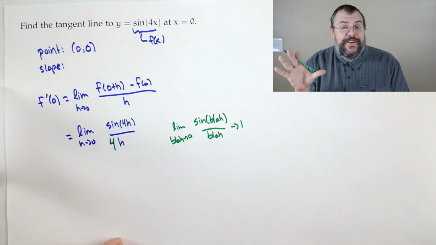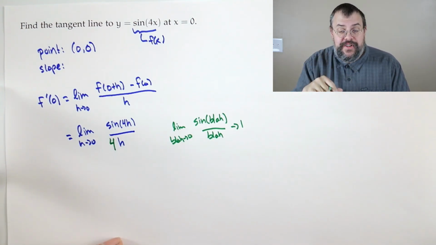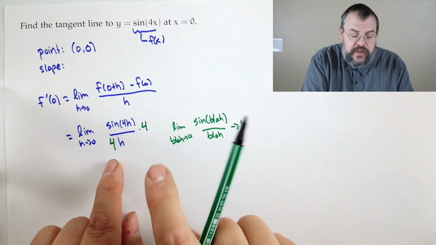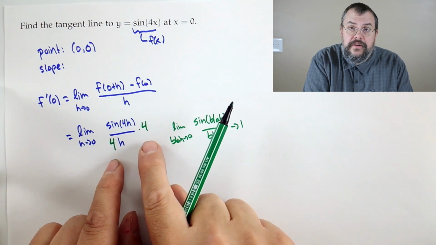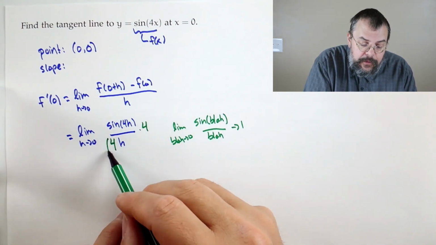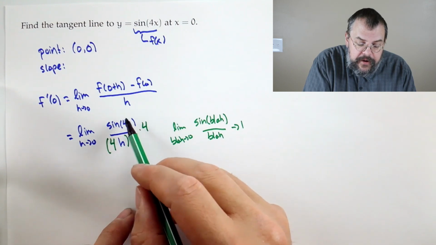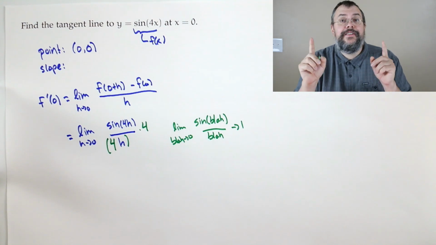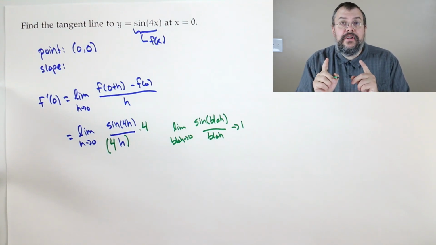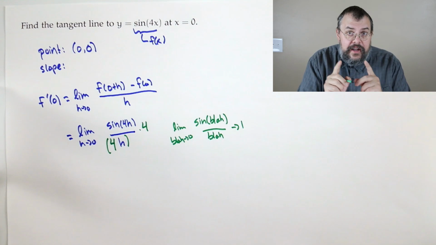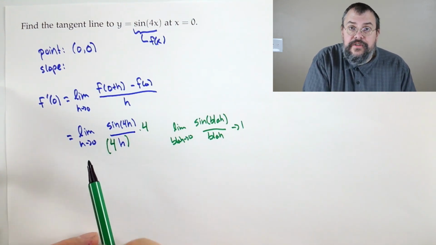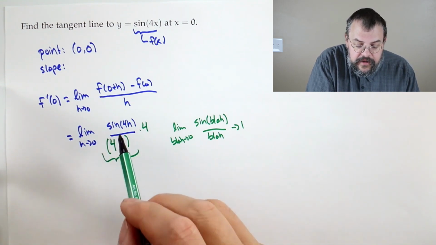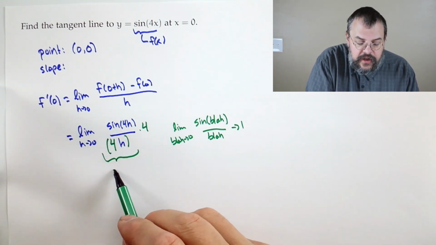Now, we can't just put a single 4 by itself. We've got to compensate. So if I put a 4 downstairs, I'm going to put a 4 upstairs. These 4's cancel out. But now the inside part of the sine matches with what's underneath. And the 4h is going to go to 0, because h is going to 0, so 4 times h is going to 0. So this full first part, the sine of 4h over 4h, that full expression goes to 1.